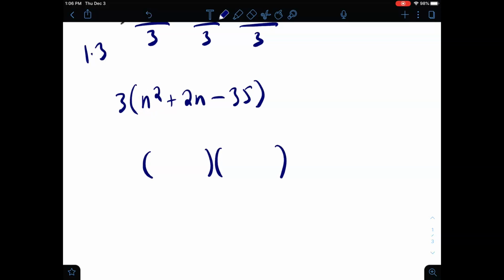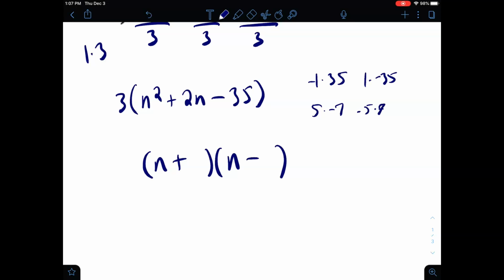So what are the factors of n squared? Hopefully you said n times n. We have a negative here, which means it needs to be a positive times a negative to get a negative 35 when we multiply. And then what multiplies to 35 that's going to give us 2? Well, factors of 35 are 1 times 35, or 1 times negative 35, or 5 times negative 7, or negative 5 times 7.